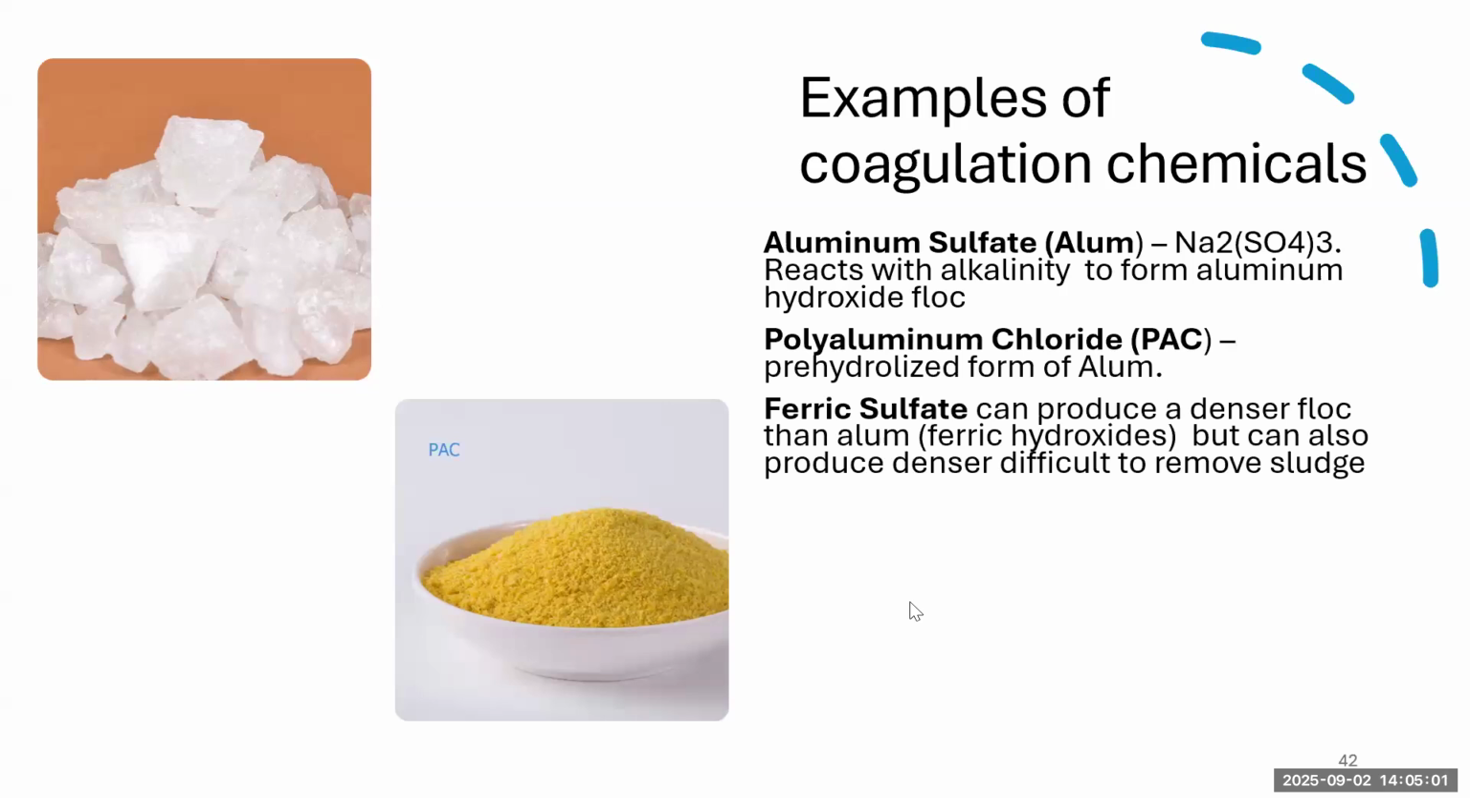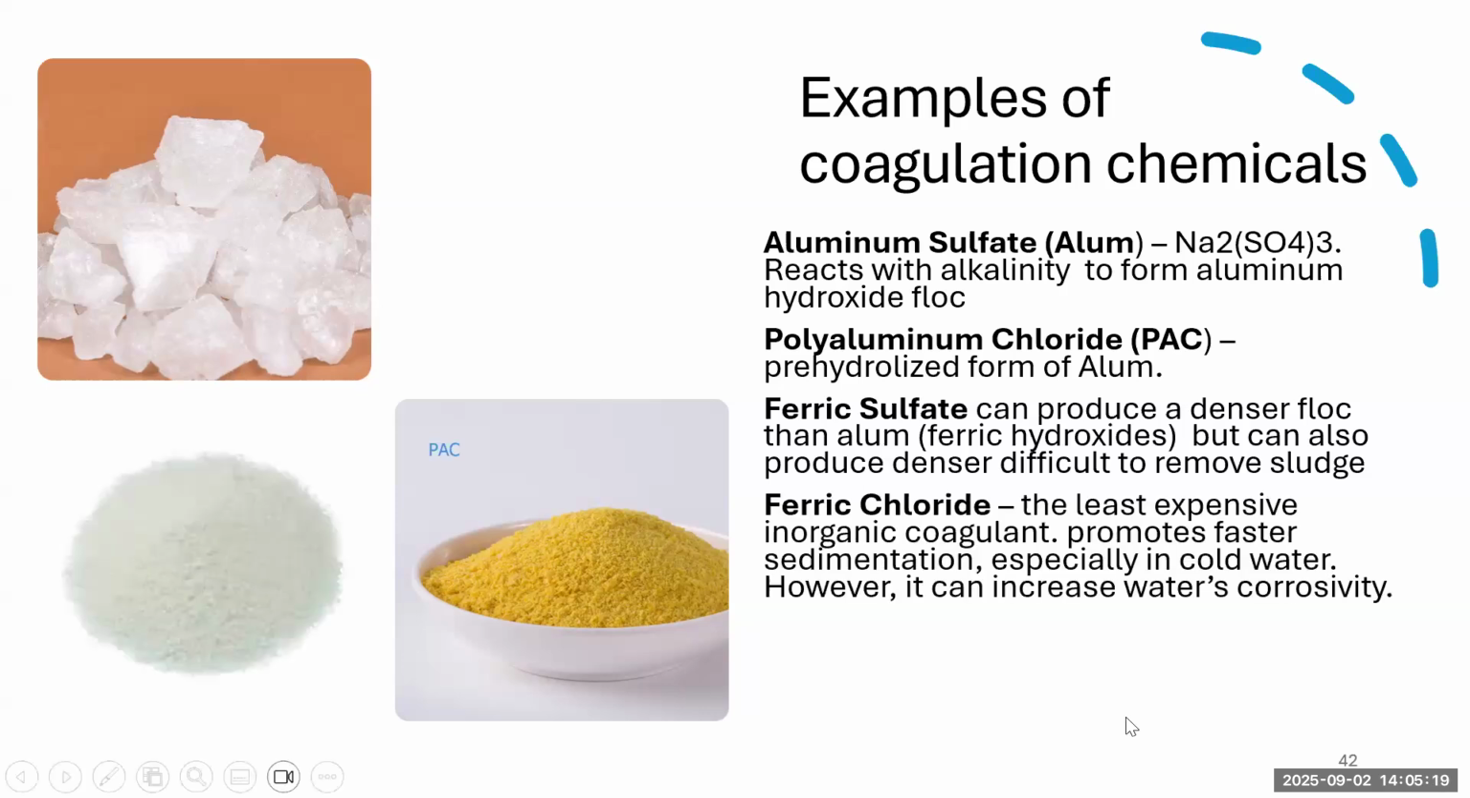Ferric sulfate is a common iron-based coagulant. It tends to produce a denser floc than alum, but because it's denser, it can also make the sludge more difficult to remove. And finally, ferric chloride. These are probably the four most common coagulants that are used. Ferric chloride is the least expensive. It's actually a byproduct of iron processes creating steel. So it's considered in a way kind of environmentally friendly because you're using a waste product for a beneficial use.